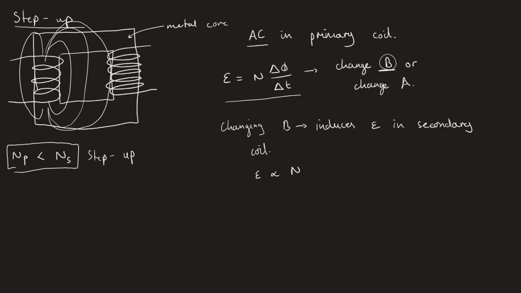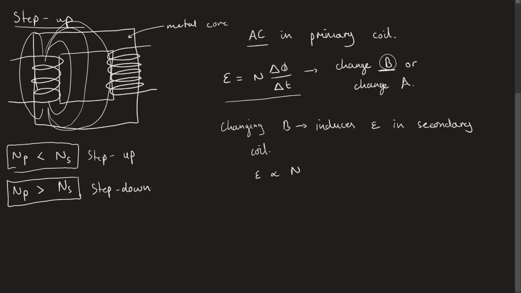Now, the same can be said for step-down transformers, except in a step-down transformer, we would want the secondary coil to have fewer turns than the primary coil. Okay, so for us to step down, the number of turns on the primary coil should be greater than the number of turns on the secondary, because if they're directly proportional, a decrease in the number of turns means we have a decrease in the EMF. Okay, since the magnetic flux density going through both of these is going to be the same.